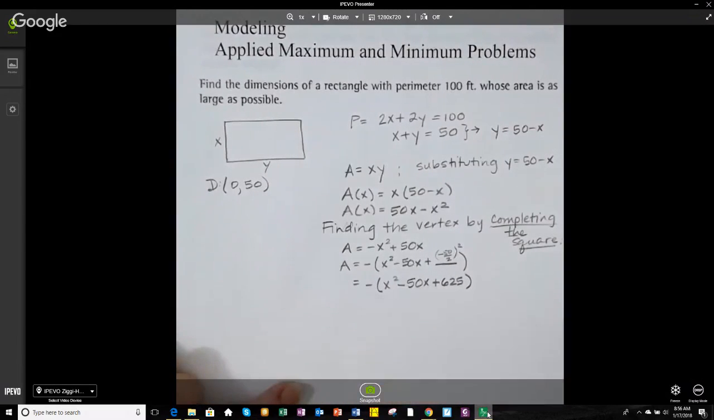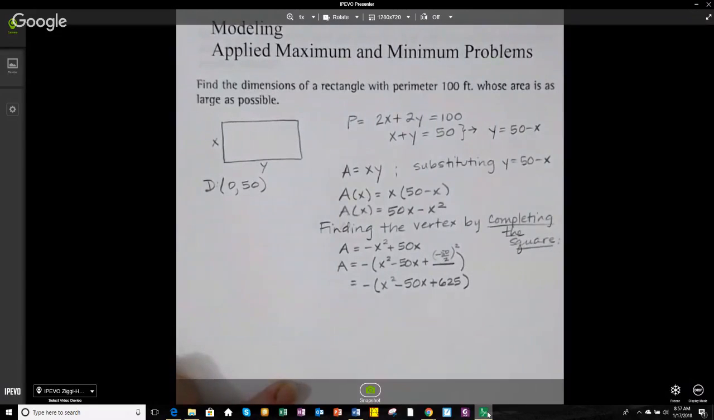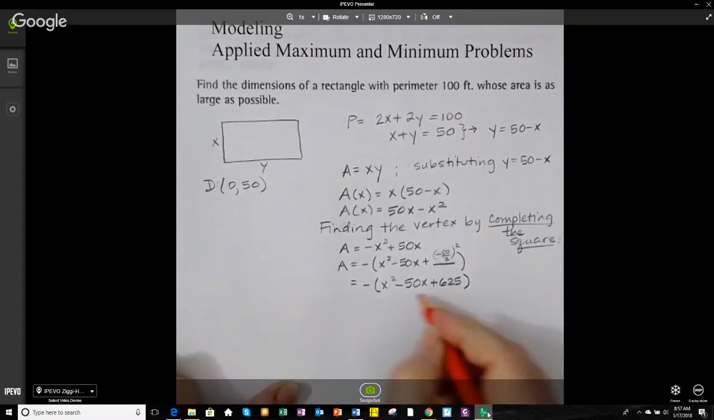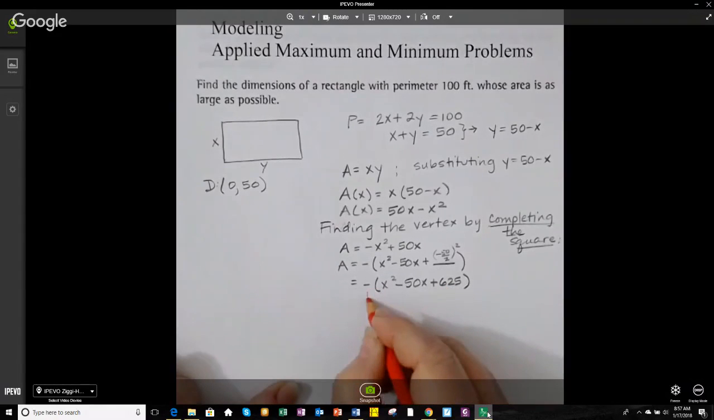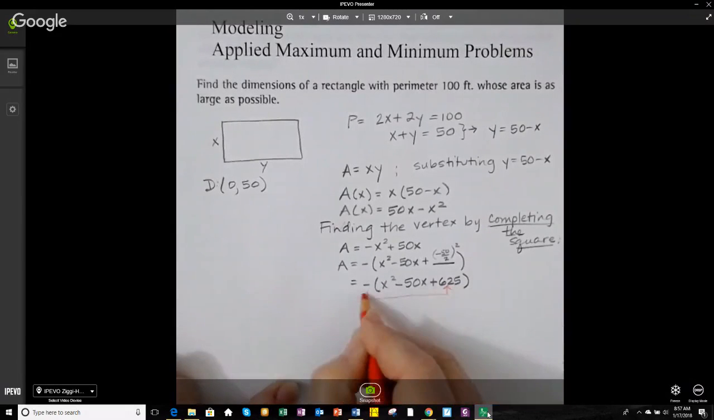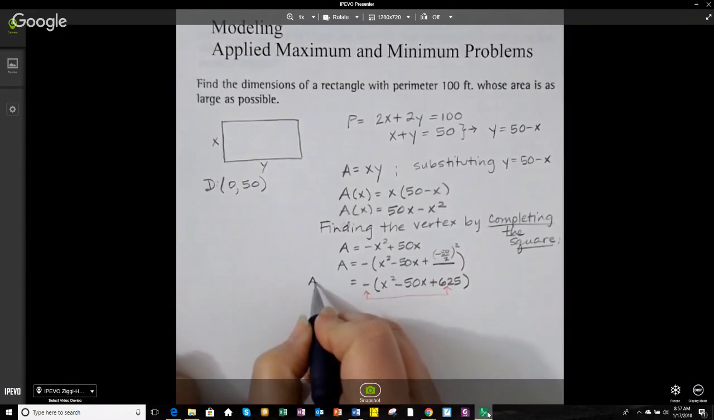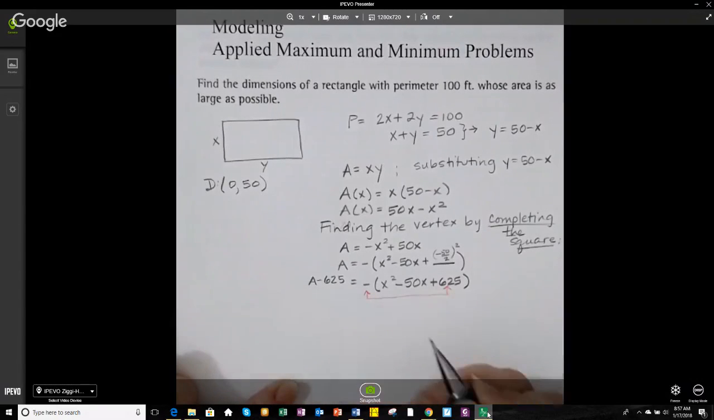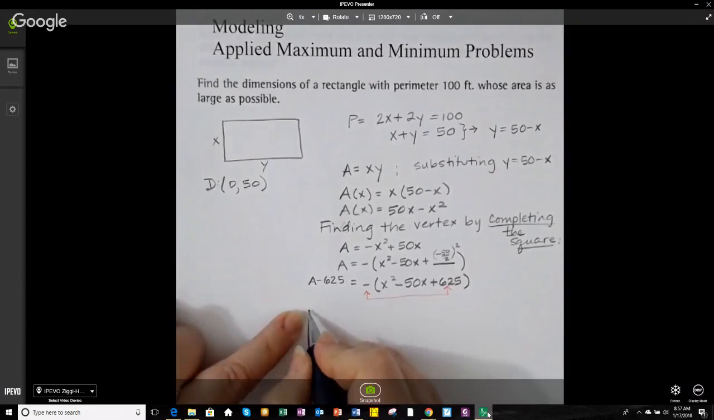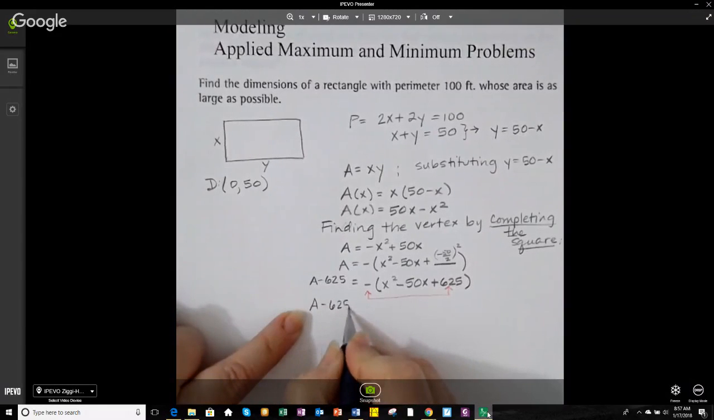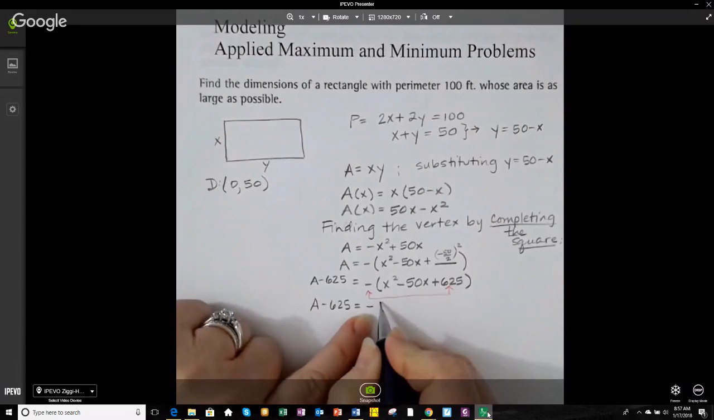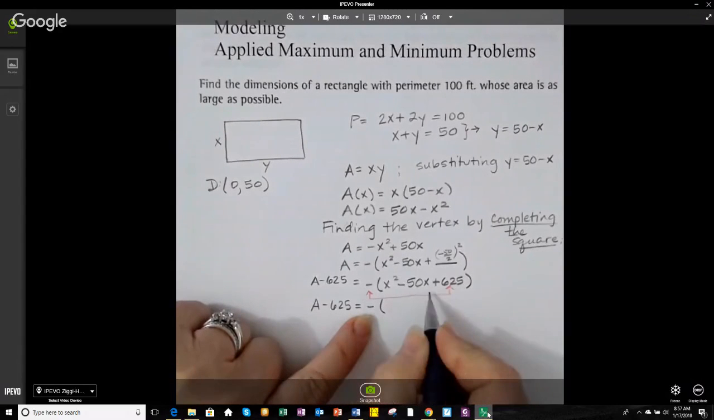All right, but now I've made this side of the equation heavier, but not really heavier. But I'm subtracting from this side of the equation a negative 625. So I have to do the same thing from this side so that I maintain the equality. All right, when I do that, I get a minus 625 is equal to negative, and now this is a perfect square and it's very happy.